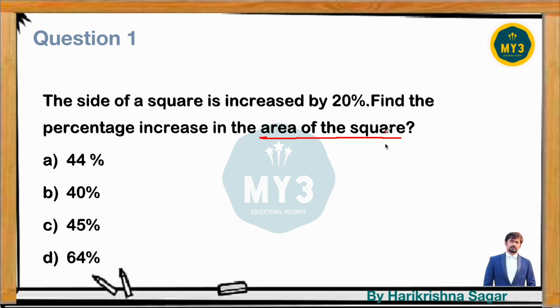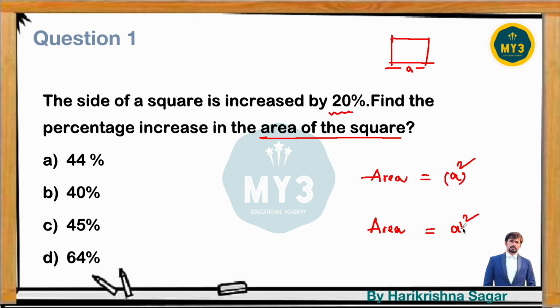What is meant by square area? What is the area of the square? If it is a square with a side length of A, the area of the square is going to be A square. Now, they mentioned that the side length of a square is increased by 20%. Find the percentage increase in area. After increasing the side length, definitely the area will also increase. The new area and the final area will be different.